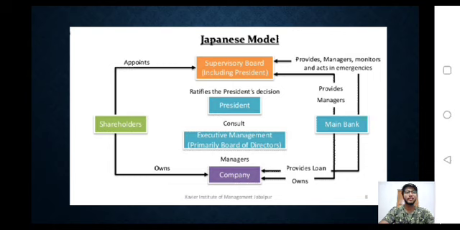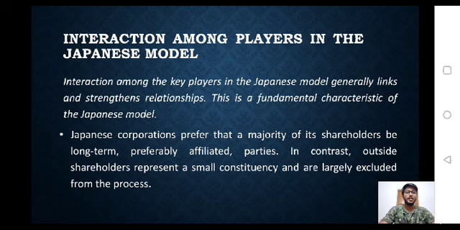How the key players run the corporates according to the Japanese model. This includes the main bank, the company, which includes the president, the executive management, the supervisory board, and also the main shareholders. So the next topic of discussion is interaction among players in the Japanese model.